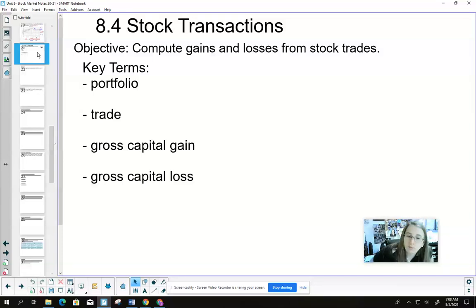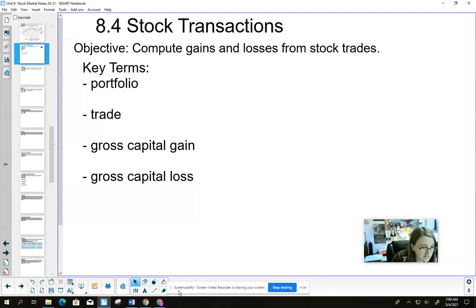Okay, so with this lesson, we're talking about what is called gross capital gain. It's basically profit, though the reason it's gross is because we're going to learn in the next lesson that there are lots of fees associated with buying and selling stock. So gross is not including those fees being taken out yet. It's literally just your purchase price.